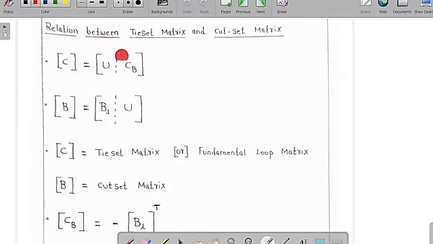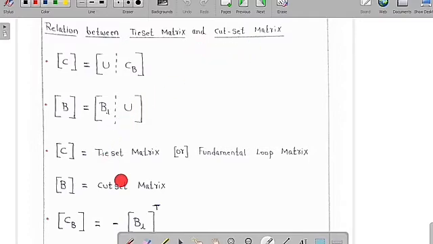So now we are going to learn about the relation between the tie set matrix and the cut set matrix. Tie set matrix means the relation is C, and the cut set matrix means we are going to go for the matrix of B. So C means it is a tie set matrix or fundamental loop matrix, whereas B means cut set matrix. I have already told you the C matrix, sometimes there may be a unit matrix, and for the cut set matrix there may be some unit matrix.